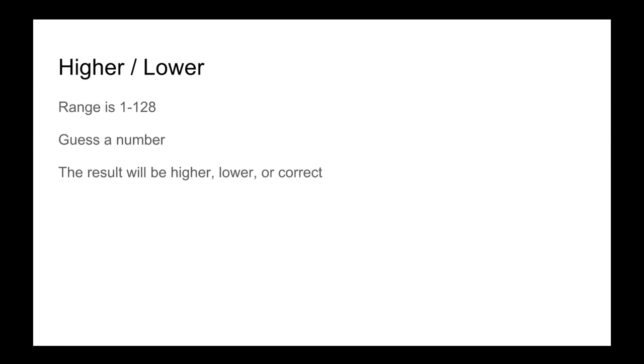So, if everybody is familiar with the game Higher or Lower, it's a children's guessing game. I'm going to explain it quickly, and then we're going to talk about how to play it correctly, because there is a right way and a wrong way to play Higher or Lower. So the game, we have a range of numbers. In this example, we're going to say 1 to 128, and you'll figure out why that's that strange number. And the rules are, I guess a number, and then the person holding the number will tell me higher, lower, or correct. Simple enough.